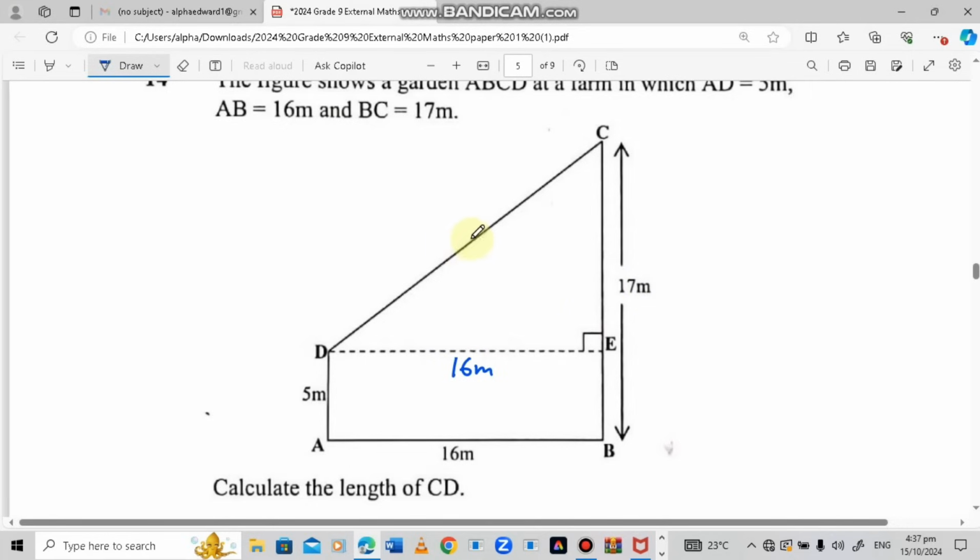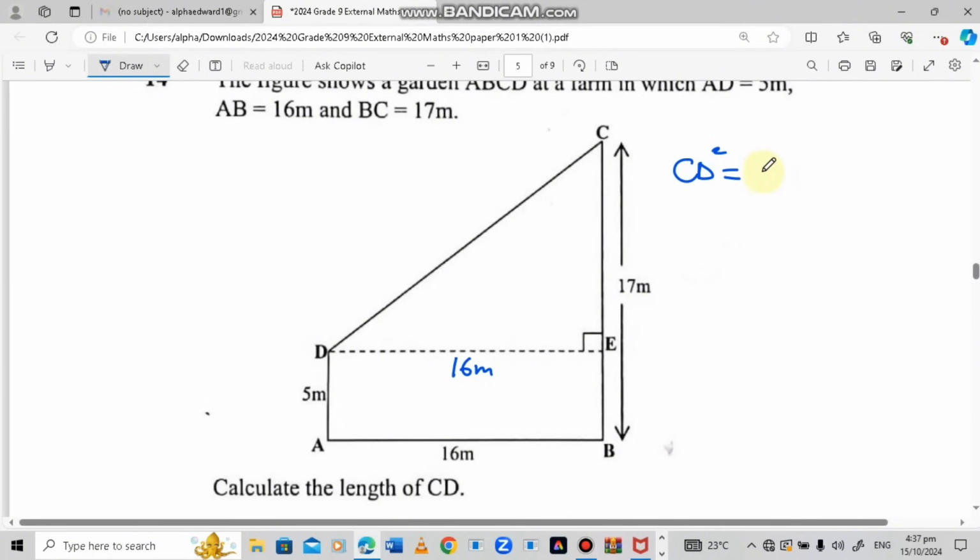What is missing is this side. But again, when you look at this triangle, this is a right angled triangle. So meaning for us to find CD, we're going to use Pythagoras theorem. So we're going to say CD squared is equal to, so for you to find the longest side, which is the hypotenuse, we are supposed to add the square of the two shorter sides.